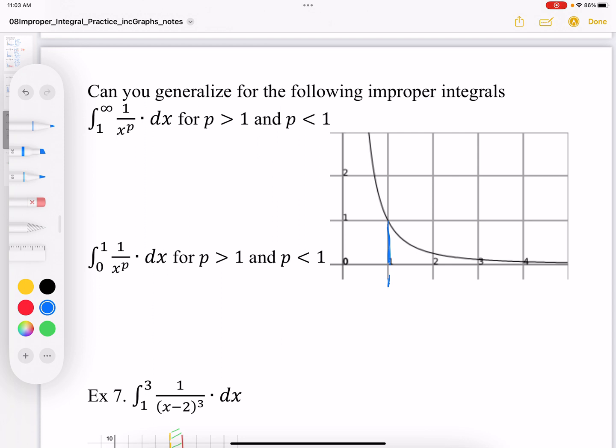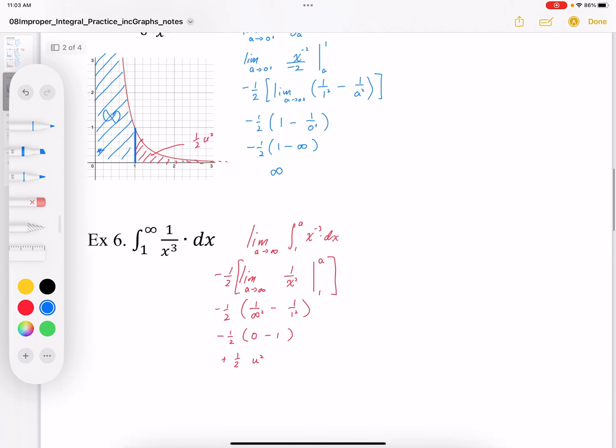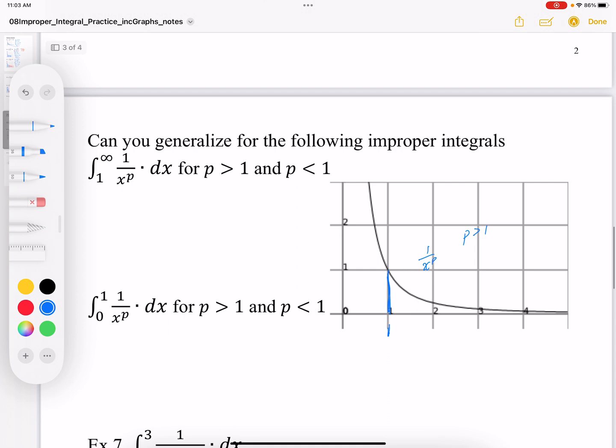And if p is greater than 1, so for example, 1 over x to the power p, where p is greater than 1, so for example, x squared, x cubed, just like what we had here, what's going to end up happening is this area here is going to be finite. So we end up with finite area.